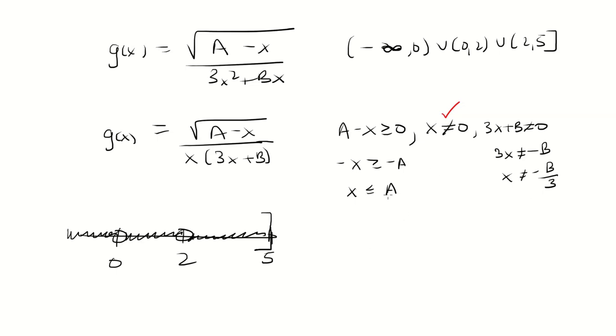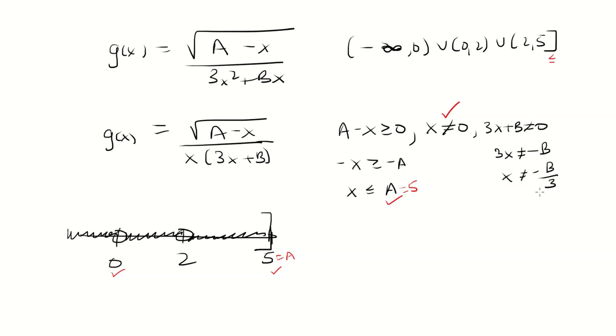Well, because it's less than or equal to, this is the less than or equal to right here, because it's including the 5. So a has to equal 5. So this is our a. So that takes care of that. And then we got the 0, got the 5. Now we need the 2.